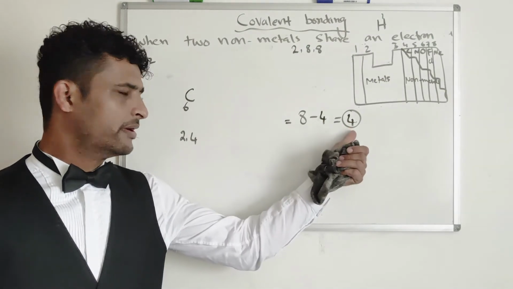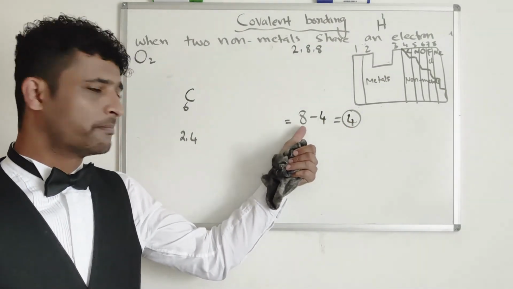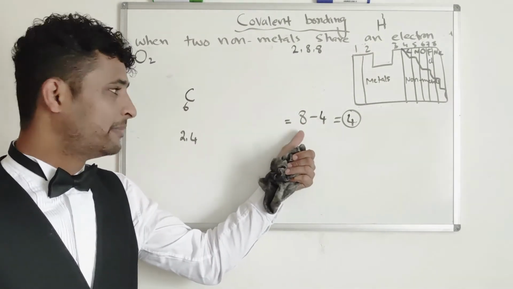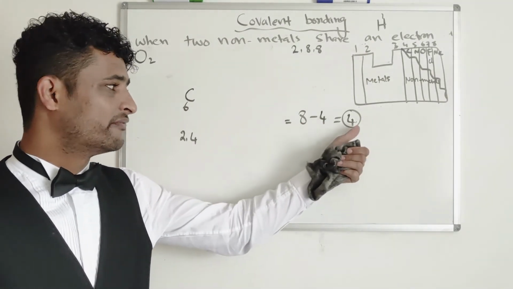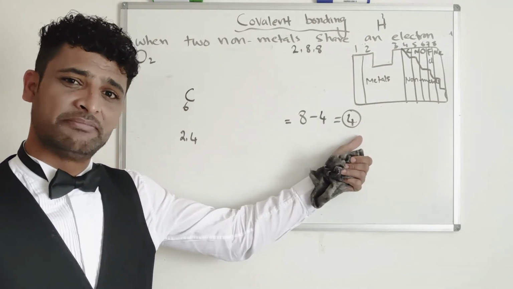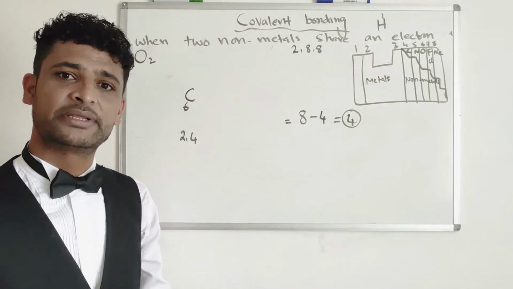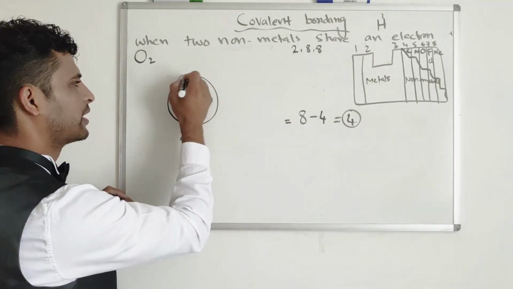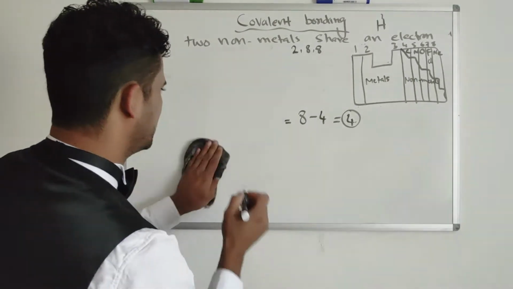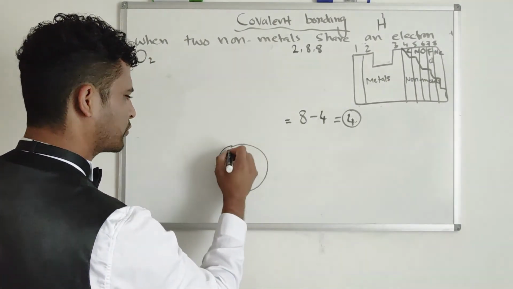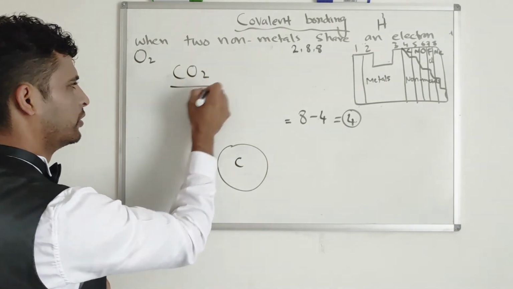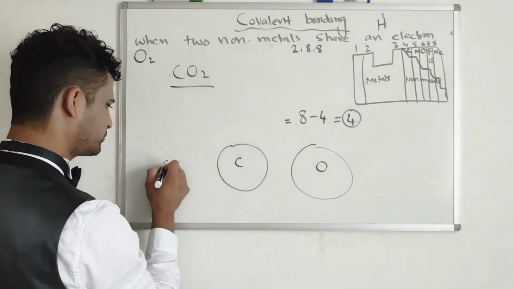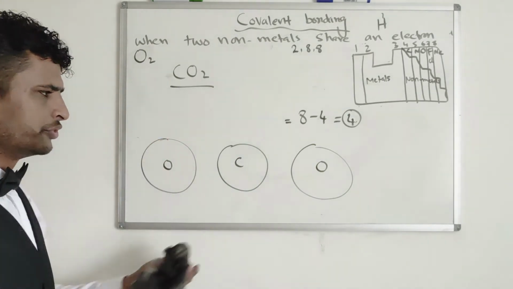Now, this number, which came from subtracting the outer electrons from the maximum number of electrons it can have, will tell you exactly how many bonds it's going to make. So that number tells you carbon can have 4 bonds. Based on that, carbon has got 4 electrons in the outer shell. I'm just going to draw it slightly there. So if I'm asking you to draw carbon dioxide, this is carbon, this is oxygen. I want you to draw it.